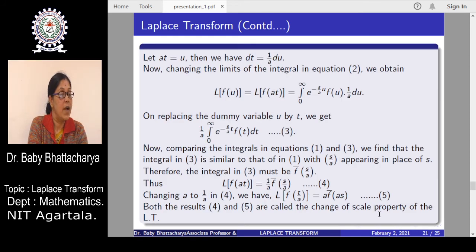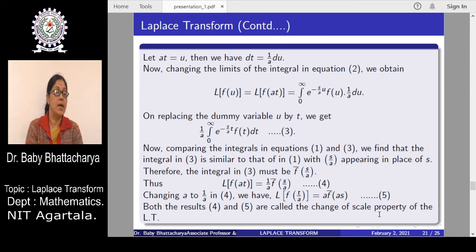To find the relation between these two integrals, we consider at as a new variable u, and accordingly we change dt by 1 by a du. Now changing the limits of the integral in equation 2, we obtain that the Laplace transformation of the function f of at is integration 0 to infinity e to the power minus s by a u f of u 1 by a du. We replace the dummy variable u by the original variable t, and accordingly we obtain 1 by a integration 0 to infinity e to the power minus s by a t f of t dt. So this is the relation 3.